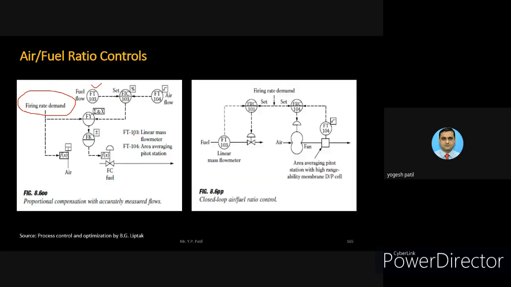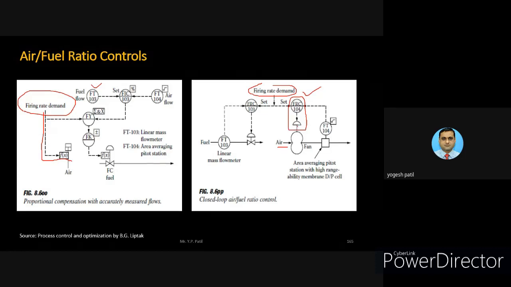One more diagram where closed loop air-fuel ratio control is shown. You can see this is the air unit where the fan is employed. The outlet of this fan is where the flow gets measured, and the fan speed is also controlled over here. So here also the control is employed. In this arrangement the control is employed for the fan, but the set point is given from the fire rate demand. Here the fire rate demand is given directly to control the air flow rate.